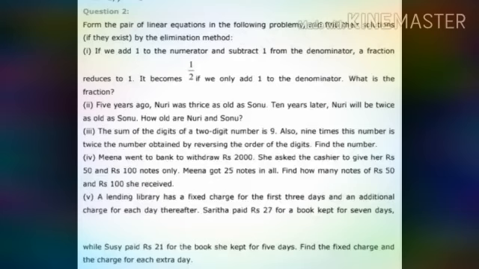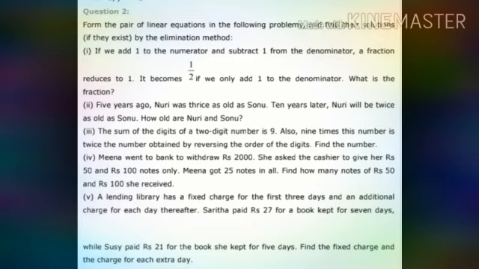Today I have come up with the solution of the word problem of exercise 3.4. The first question is: if we add 1 to the numerator and subtract 1 from the denominator, a fraction reduces to 1, and it becomes 1 upon 2 if we only add 1 to the denominator.